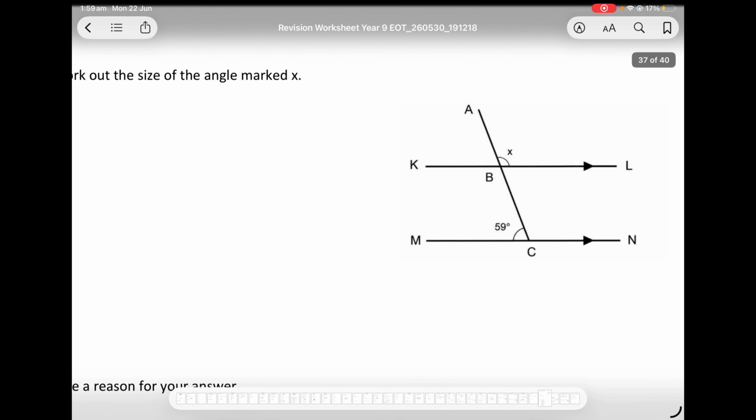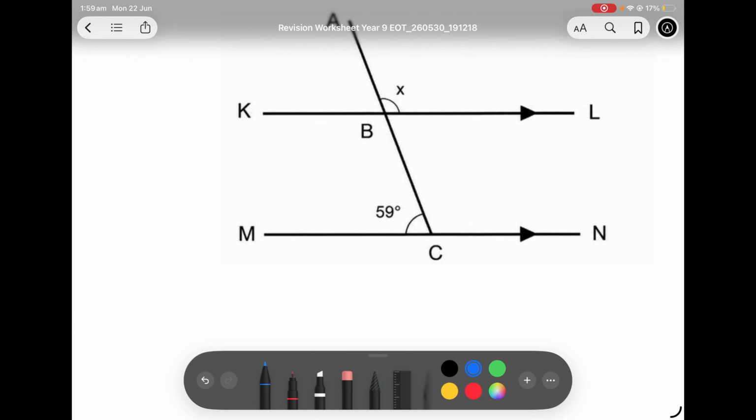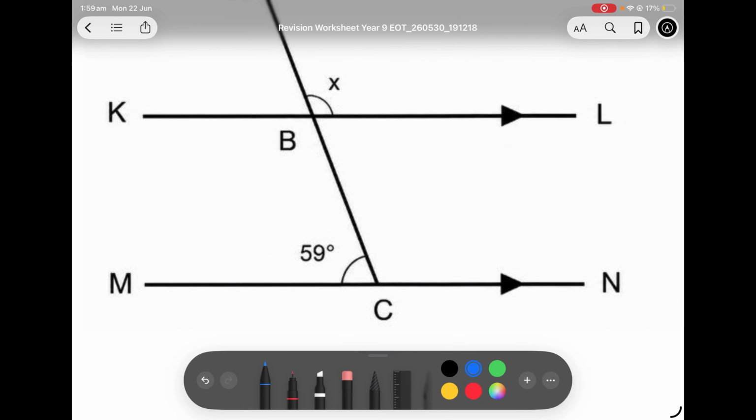Then you have another question over here, find the angle marked X. Let's see what we can do for this one. Now here if you see, when you're talking about angle marked X, first of all, can I make an F?